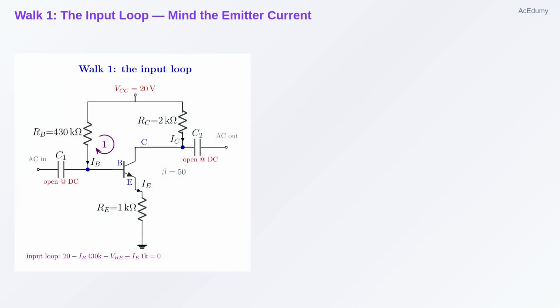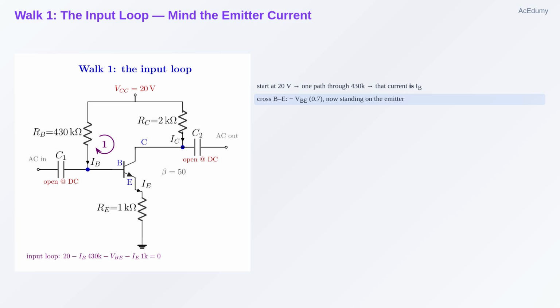Same tool as always, Kirchhoff's voltage law, and the same walk. We start at the supply, 20 volts. The current out through the 430K resistor has only one path, into the base, so it is I sub B. First obstacle, R sub B. We pay the toll, minus I sub B times 430K, and we arrive at the base. One step across the base emitter junction, minus 0.7, and we land on the emitter.